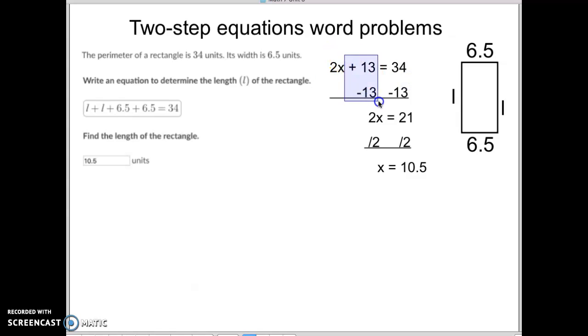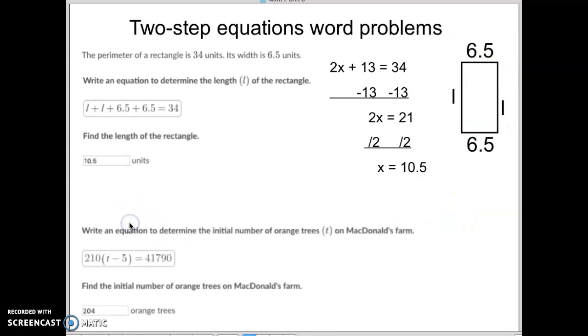We then subtract 13 from both sides, because whatever you do to one side, you must do to the other. We get 2x equals 21. We then divide by 2 to get the x by itself, and whatever you do to one side, do to the other. 21 divided by 2 is 10.5. So 10.5 is our distance, which makes sense. 10.5 plus 10.5 is 21. 21 plus 13 is 34. Perfect, equals. Let's try another one.